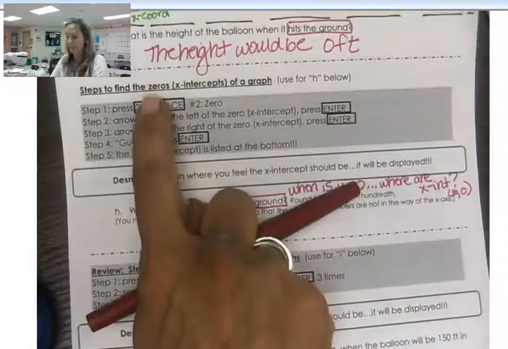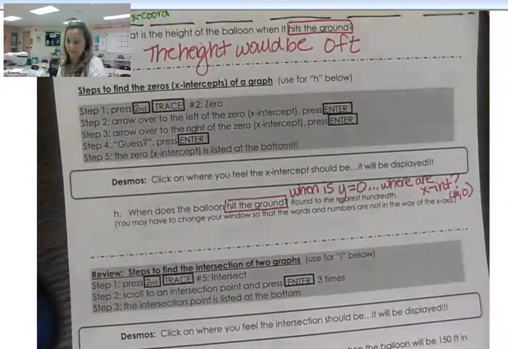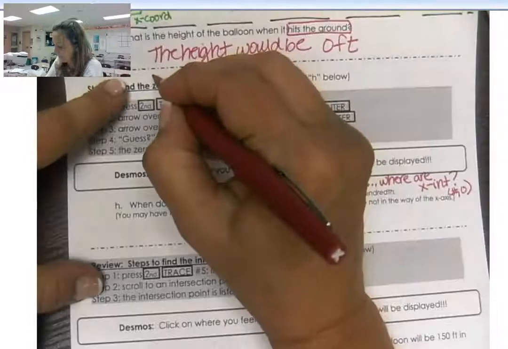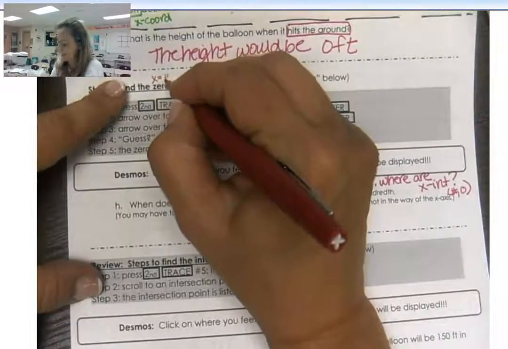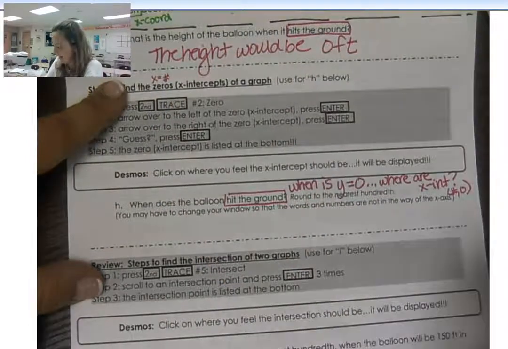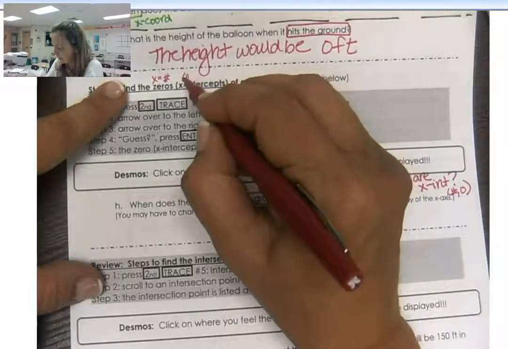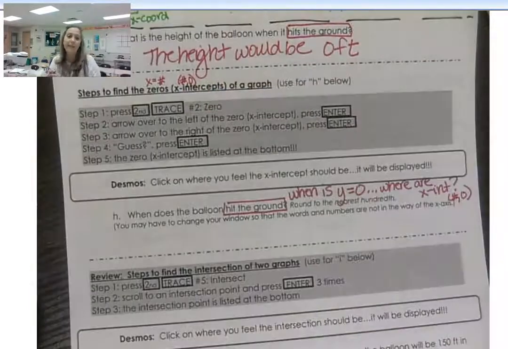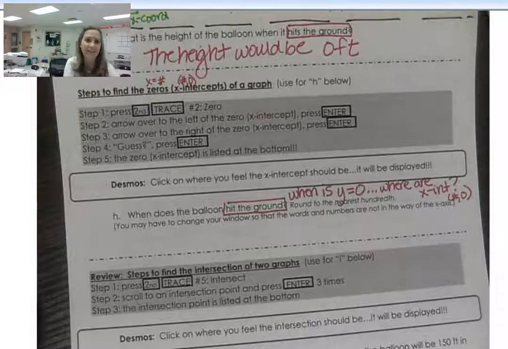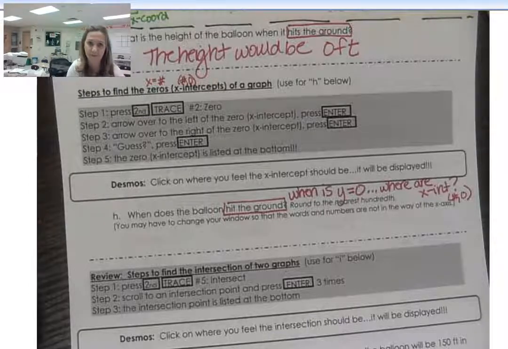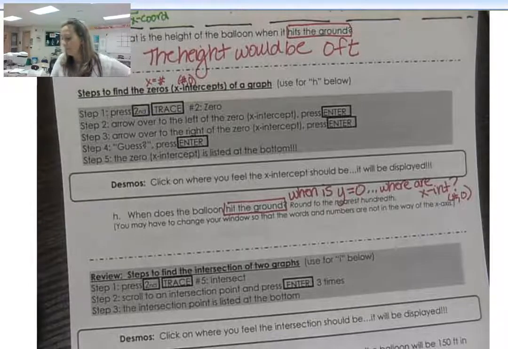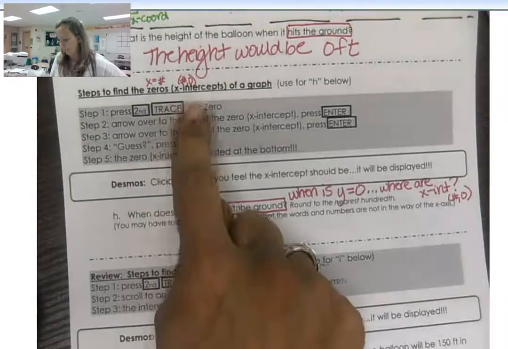And notice the zeros are like the x-intercepts. The difference is that zeros are written as what does x equal, and x-intercepts are written as ordered pairs. But those are pretty synonymous, they go hand in hand, it's just the notation that is different. So here's where we find the zeros of a graph.